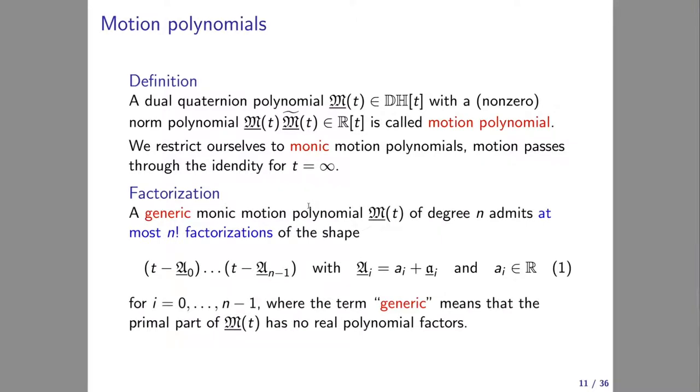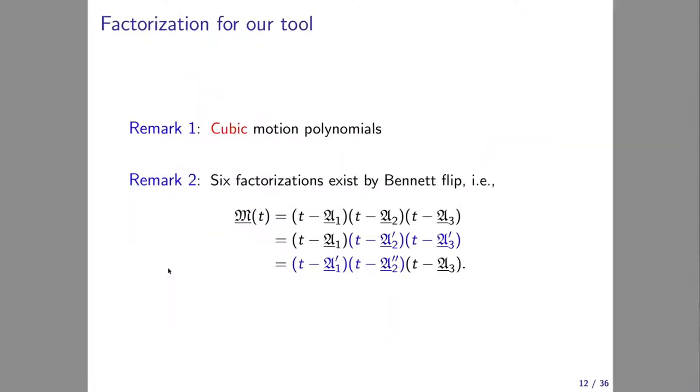For univariate polynomials, the most interesting thing is that we can do factorization. Here, for a generic motion polynomial, there are at most n factorial factorizations. Those linear factors correspond to the rotation joint axes, so you can tell the geometry. And for this paper, we only use the cubic motion polynomial. There are six factorizations, which can be cheaply obtained by a Bennett flip. Namely, you change two factors here, and you get another two factors.